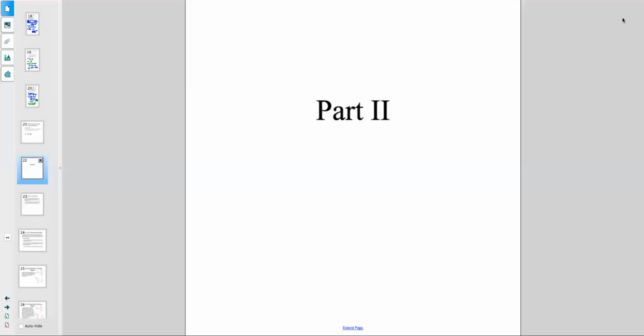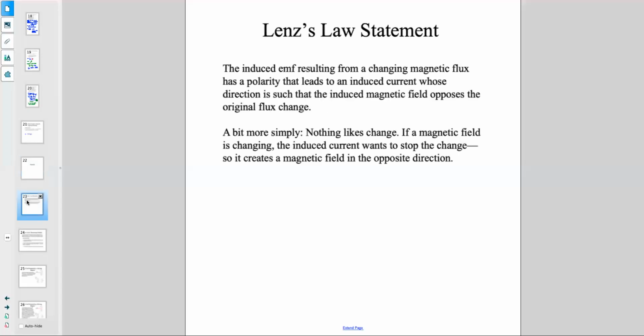Chapter 23, part 2, Lenz's law statement. I talked about it in part 1 a little bit, but let's get to more details about it.